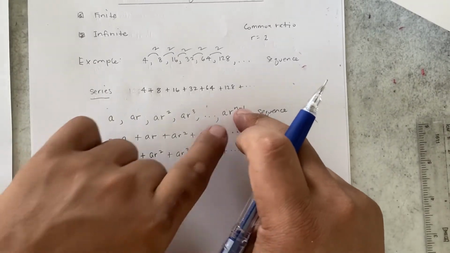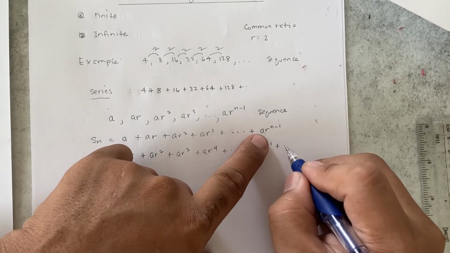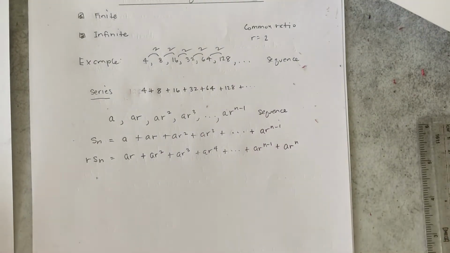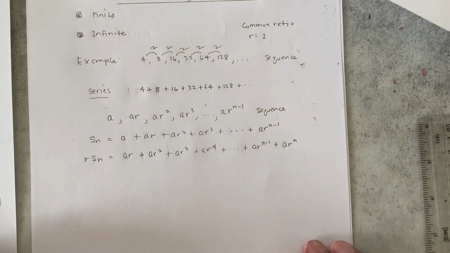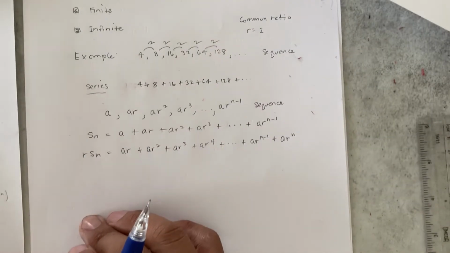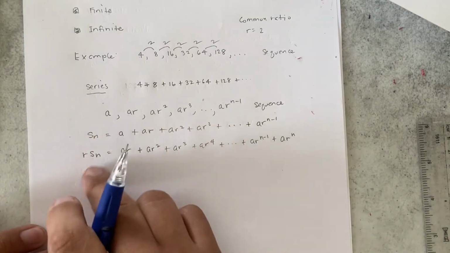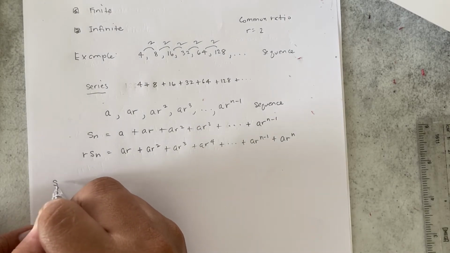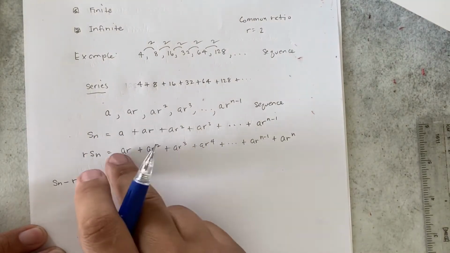When you multiply this by r, you're going to have ar to the n. I just placed this in here because it'll become relevant when we do our calculations. Okay, so now we have the two equations we need. What we need to do now is take the first one and subtract the second one from it. So S sub n minus r S sub n.